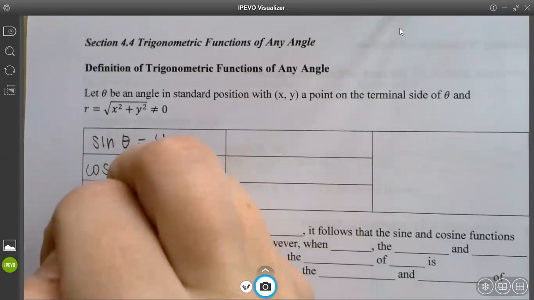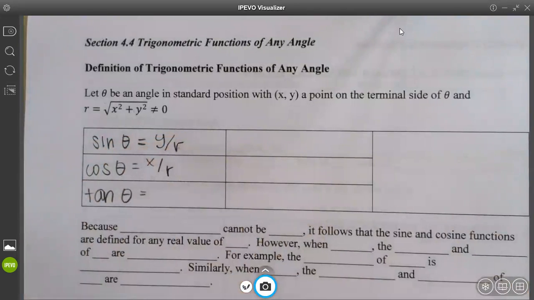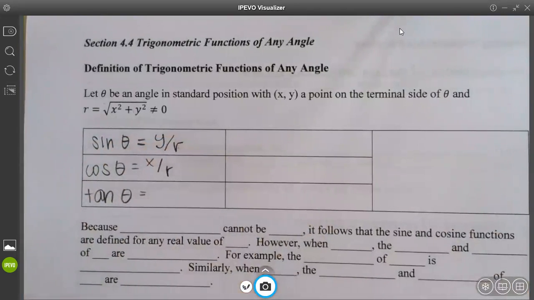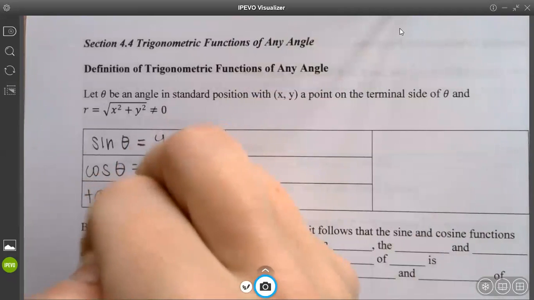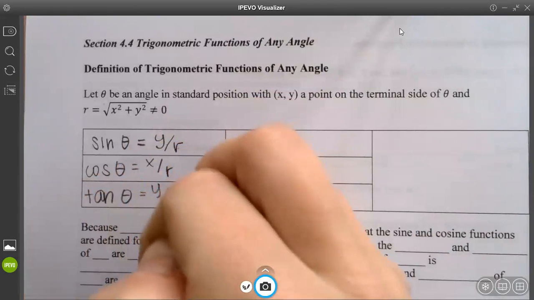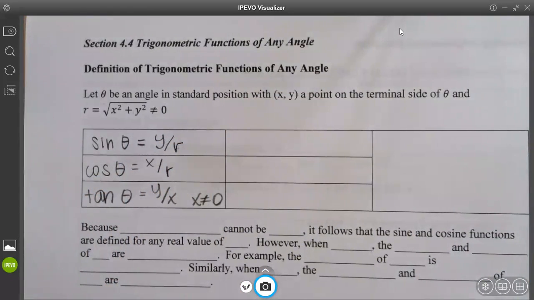Tan theta. Did tan deal with the radius at all? What was tan? Y over x. But remember that x cannot equal 0. Why? We can't divide by 0.